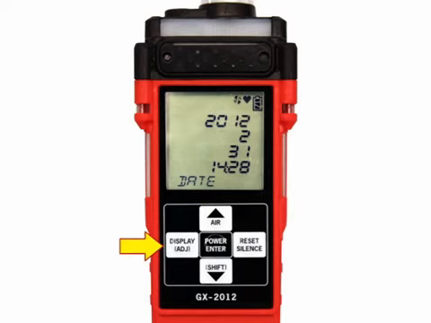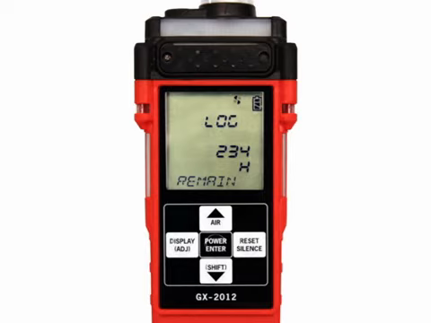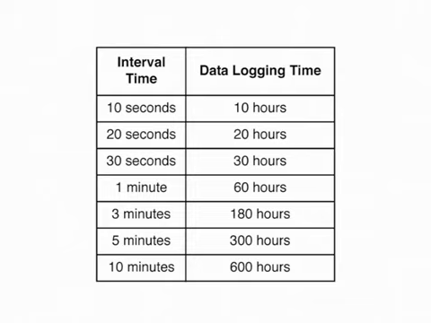Press and release the Display Adjust button again to proceed to the Remaining Log Time screen. The Remaining Log Time screen displays the time remaining until the data logger memory is full. The remaining log time depends on how often the GX-2012 stores data to the data log, how many channels are active, and how often the GX-2012 is turned on and off. The table shown illustrates how much data logging time is available for the various interval times. It assumes that the unit is set up with all 5 sensors and there are no alarm occurrences.